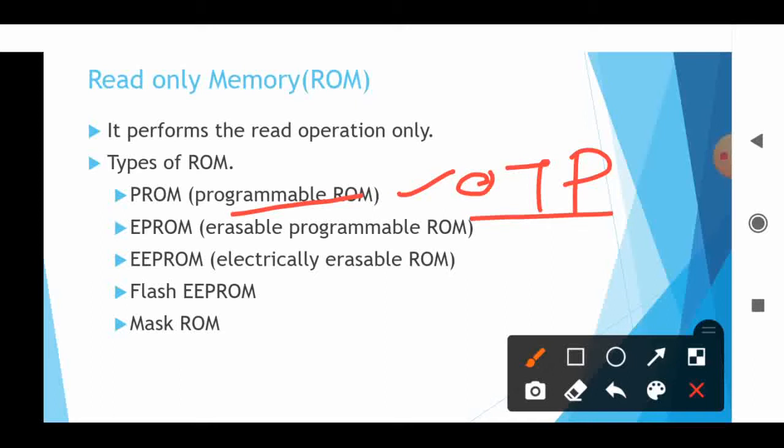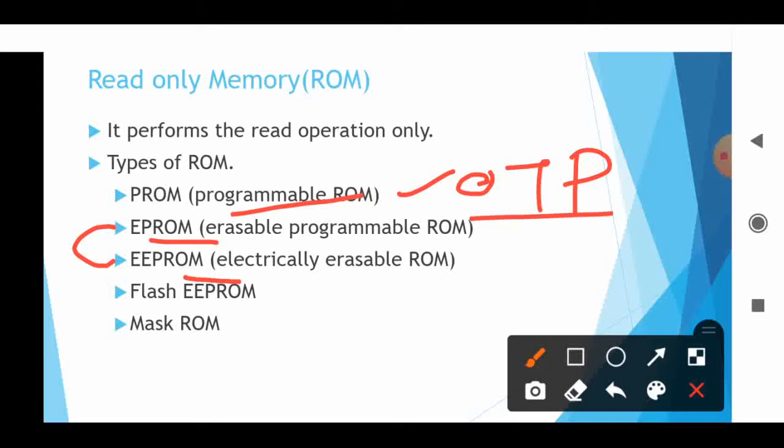The next one is erasable programmable ROM. Here we can erase the data as many times as needed. The next one is EEPROM, that means electrically erasable programmable ROM. Here we can erase the data, and EEPROM can erase the content fully.